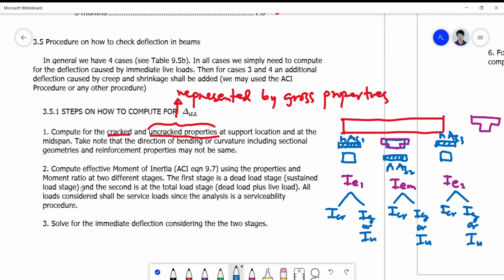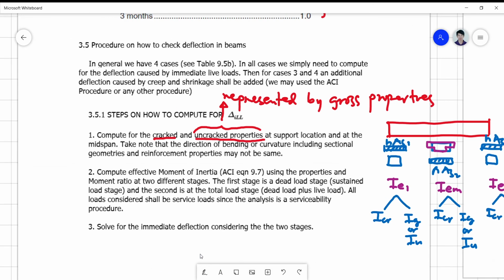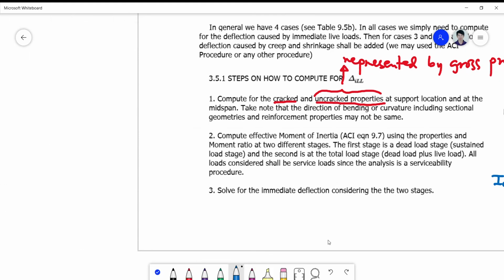For step 2, you have to compute effective moment of inertia under ACI equation 9.7 using the properties and moment ratio at 2 different stages. So the first stage is a dead load or the sustained load stage, and the second is the total stage, the dead plus live load. All loads considered shall be service load since the analysis is a serviceability procedure. So what does this step 2 mean? So step 2 means that you have 2 stages.